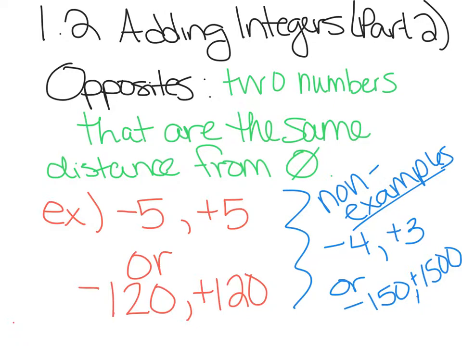Opposites are two numbers that are the same distance away from 0 on the number line. So it's going to be over here, like the example says, positive 5 and negative 5, or negative 120, positive 120. Some non-examples over here on this side would be negative 4 and positive 3. Those obviously are not the same distance away on the number line. Or negative 150 and positive 1,500. Okay.